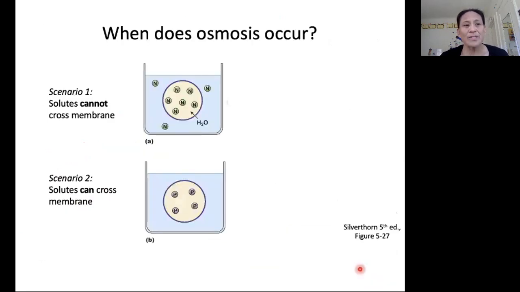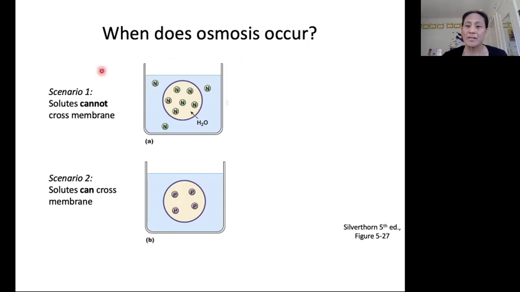All right, now I want to move on to this concept that osmosis doesn't always occur. Sometimes we have osmosis happening, sometimes we don't. How can we tell when osmosis is going to happen or not? Basically, whether osmosis occurs is going to depend on the property of the selectively permeable membrane, okay?